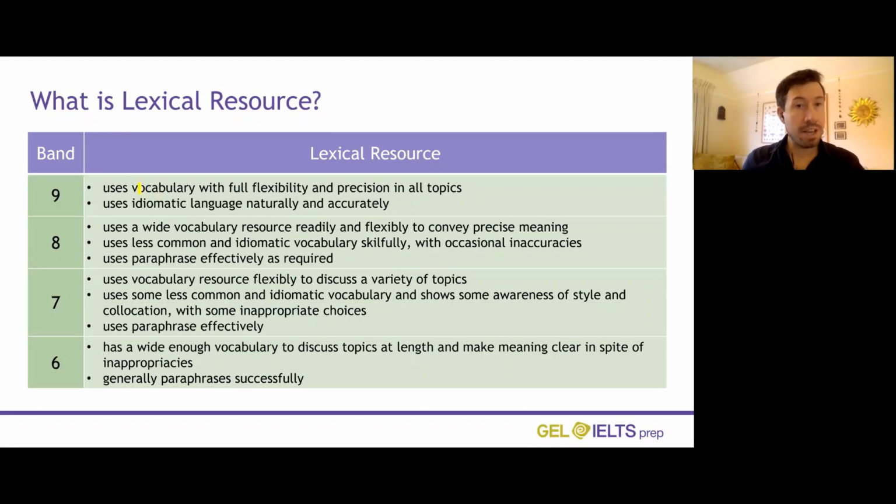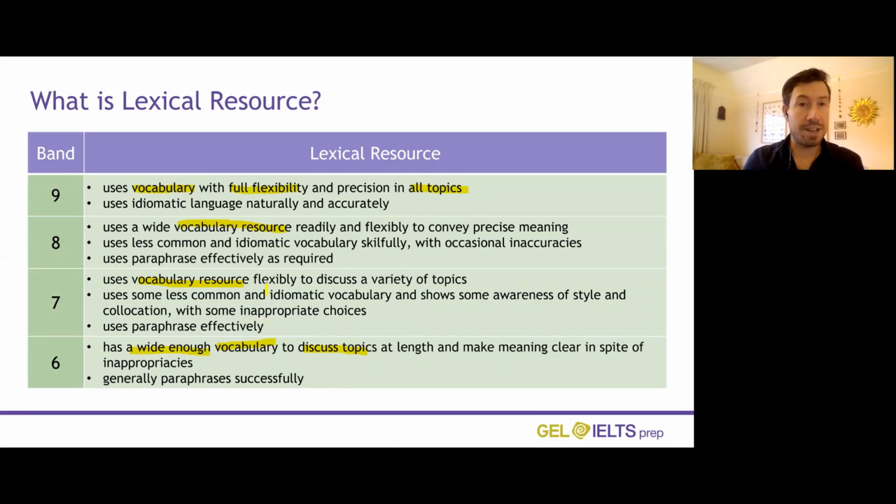Well, as you can see, it talks about vocabulary resource. And depending on your range, so the amount of different vocabulary you use, you can get a higher or lower mark. So you can see here it says has a wide enough vocabulary to discuss topics, whereas here it says you use vocabulary with full flexibility in all topics. So there's a bit of a difference from 9 to 6 there.